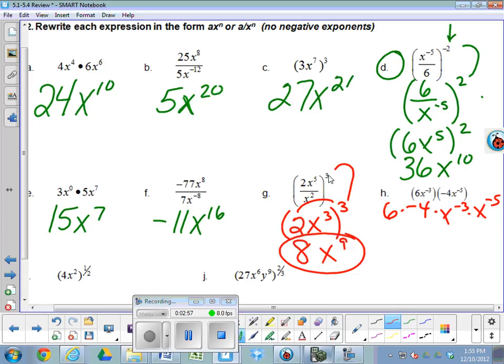What is 6 times negative 4? Negative 24. That's the coefficient. What do you do with the exponents when you're multiplying with the same base? You add them. So I need negative 3 plus negative 5. You get negative 8. Now, I'm going to show you the final answer and then talk about it.